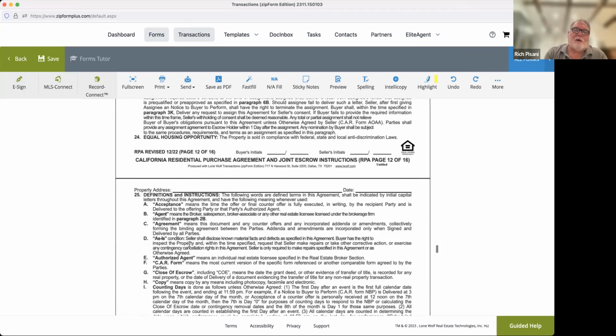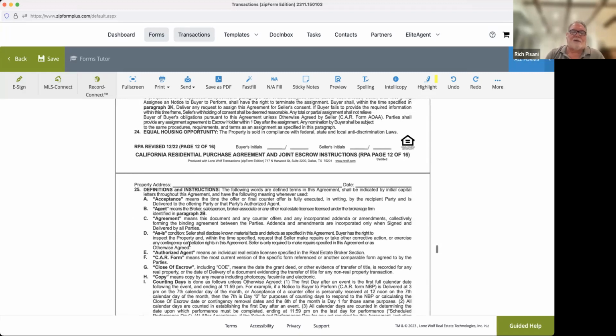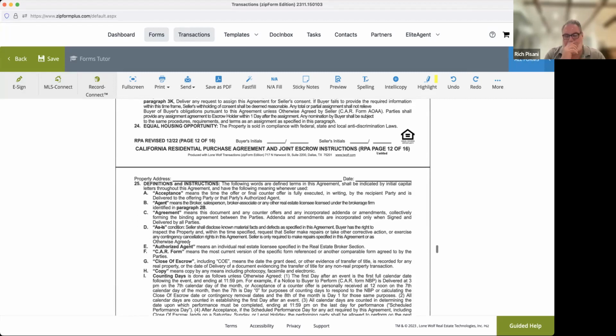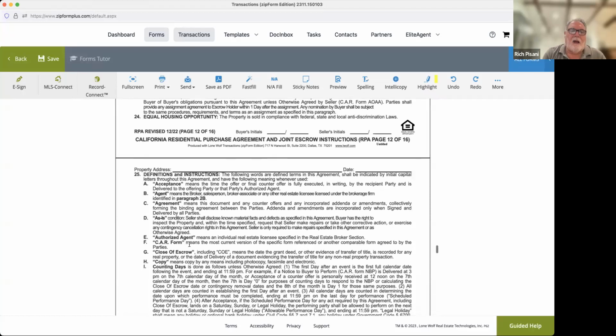Okay. Equal housing opportunity. We don't discriminate. So we are in compliance with equal housing.